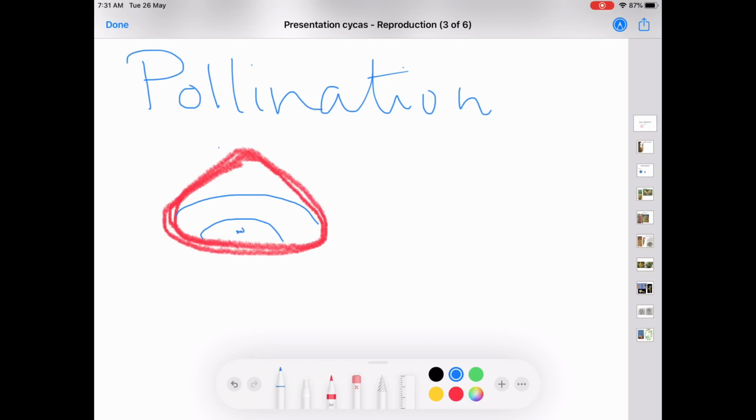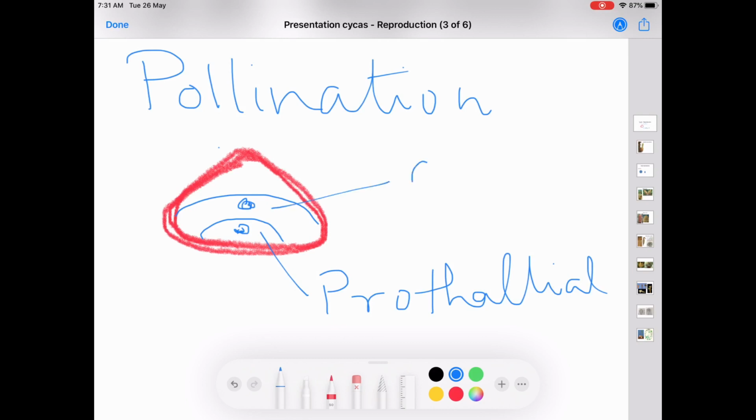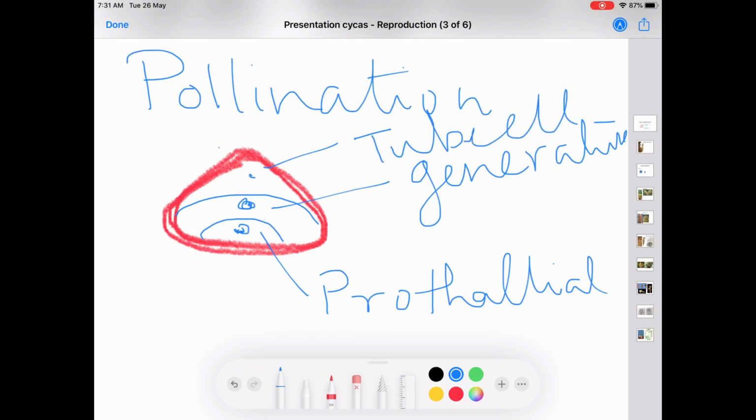The first cell is known as prothalial cell. Just above the prothalial cell it will be having the generative cell, and the upper cell is known as tube cell. And in this three-celled stage, the pollen grains are liberated.